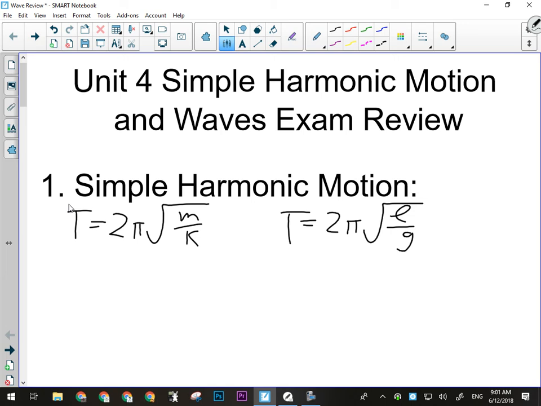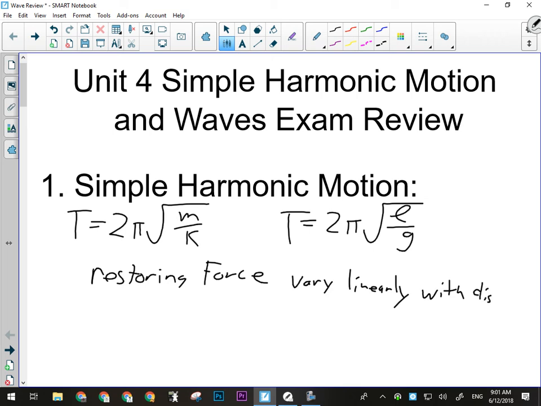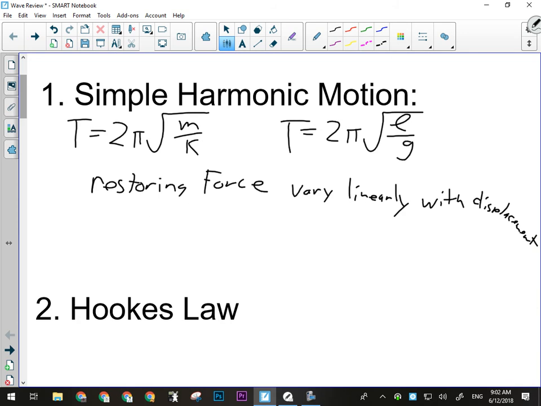Okay, you'll also need to know a few of the general principles of simple harmonic motion. Okay, about restoring force, and that remember, if we're going to have simple harmonic motion, it needs to vary linearly with displacement. Okay, that is, the further from equilibrium the oscillator gets, the greater the force trying to return it to equilibrium, okay, in a linear relationship, which basically led us to Hooke's law, okay, because it was Hooke that discovered that relationship for masses and springs.